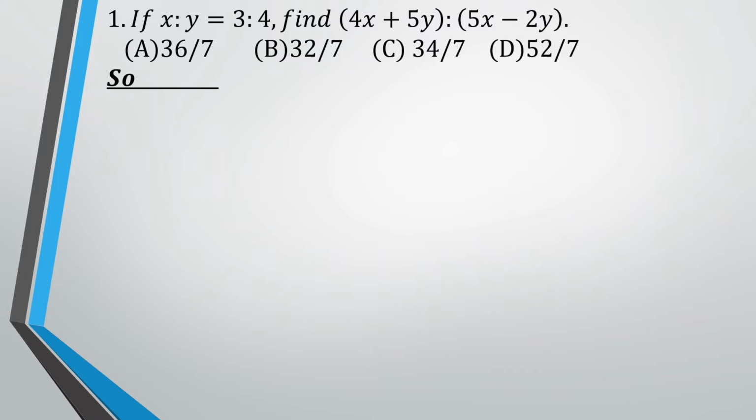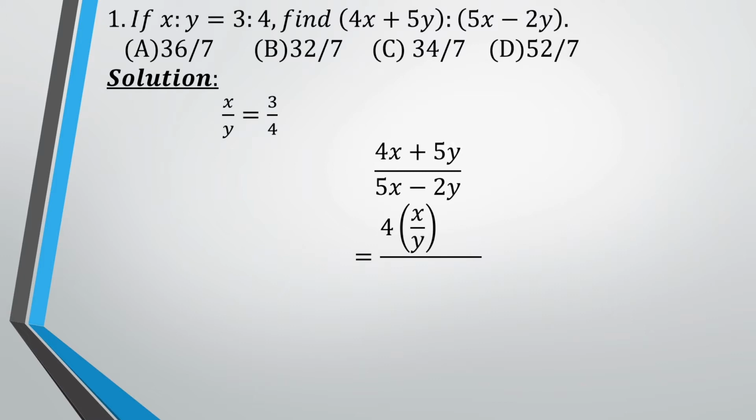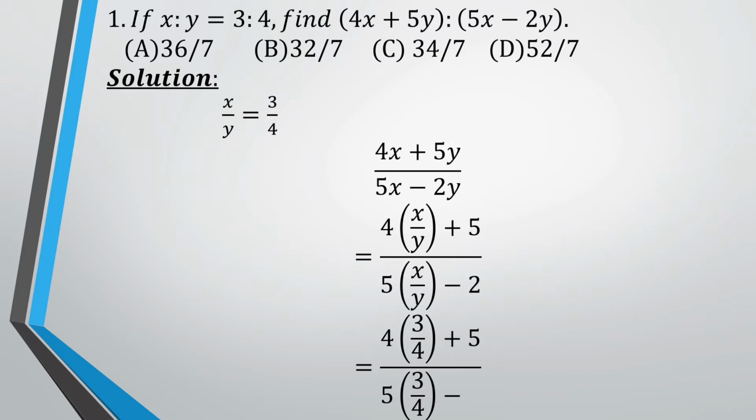So coming to the solution, here given x by y is 3 by 4, we have to find 4x plus 5y by 5x minus 2y. So by dividing the numerator and denominator by y, we get 4 into x by y plus 5 into x by y minus 2. So since we have divided by y both the numerator and denominator, we got this equation, and then by substituting x by y as 3 by 4, we get 4 into 3 by 4 plus 5 by 5 into 3 by 4 minus 2.